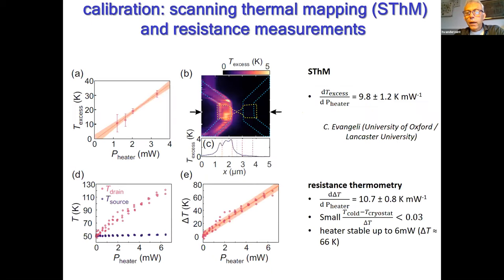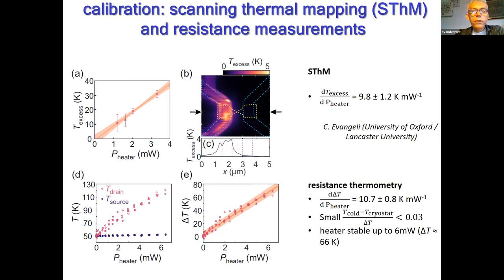We have done the calibration, I told you already in the beginning. This is done in two different ways, with scanning thermal mapping. You see in the middle of the picture, if you heat up, you see very nicely that you only heat up the left-hand side of your device. The right-hand side remains very, very dark in this case, meaning that the right-hand side only heats up maybe a little bit, but not so much.